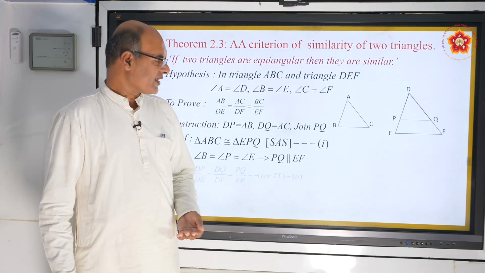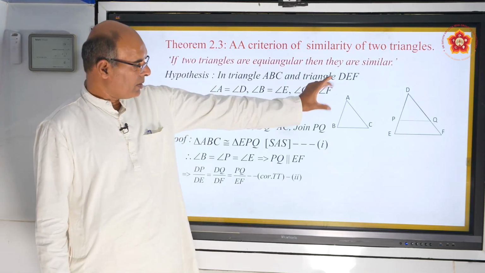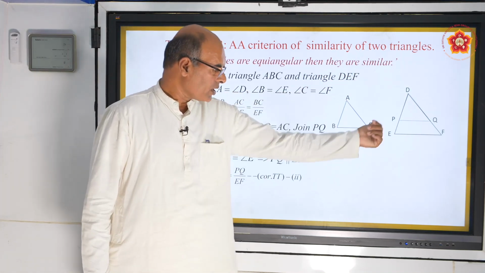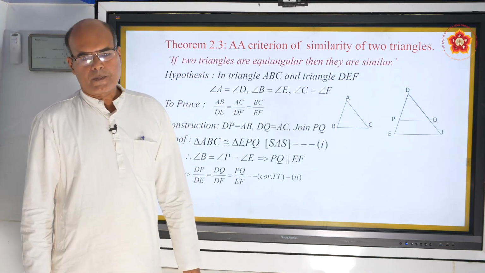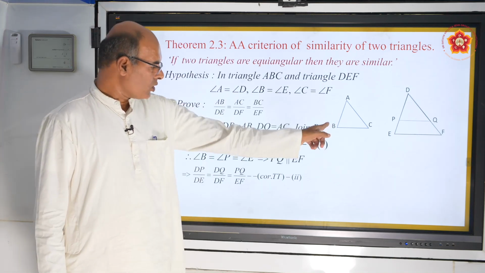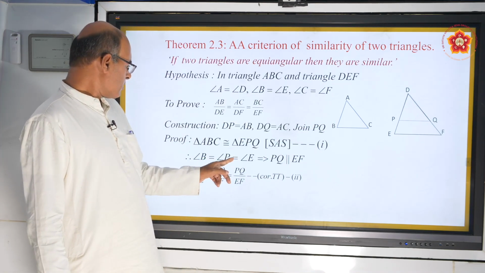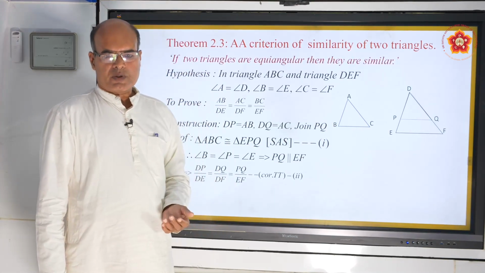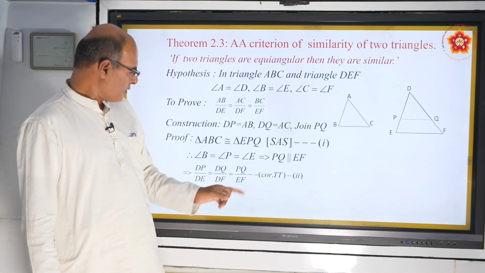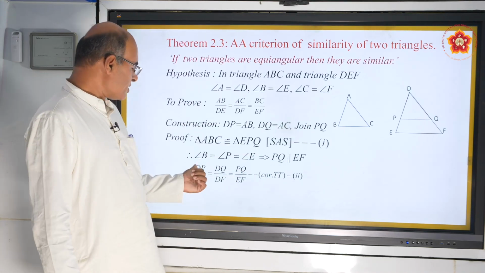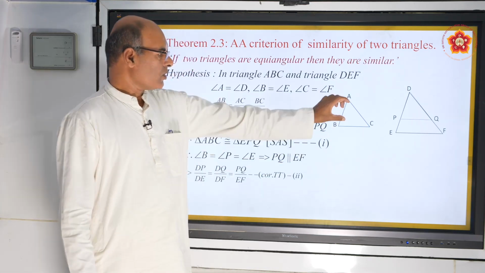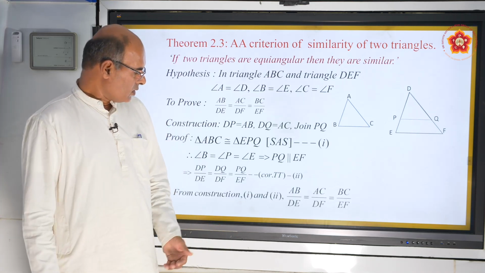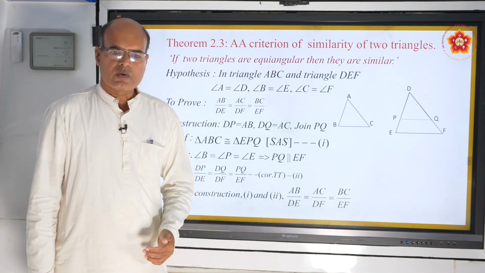Now apply the corollary of Thales theorem. So you get DP by DE is equal to DQ divided by DF, that is equal to PQ by EF. But PQ is equal to BC, it is here. These two triangles are congruent triangles, therefore PQ and BC are CPCT, corresponding parts of congruent triangles. So we can change PQ with BC. We can change DP with AB. So DP is equal to AB, you know, it is here. So like that, if you exchange, we get the result we needed.